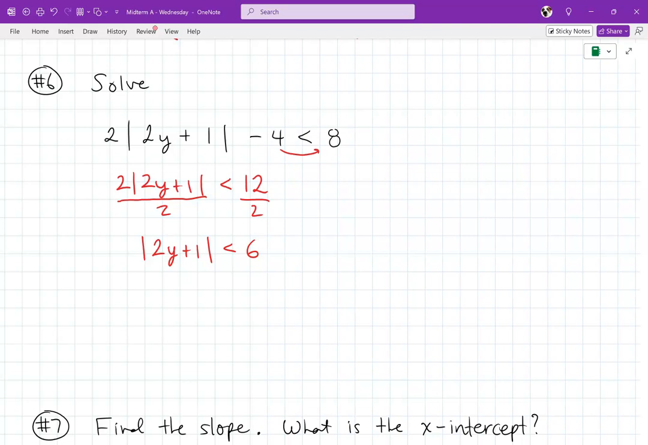Okay, now that my absolute value is alone, I look at the inequality. The inequality is pointing at the absolute value. So is that an and or is that an or? And, okay? So remember that. Write a little note to yourselves: the inequality pointing at the absolute value is an and.